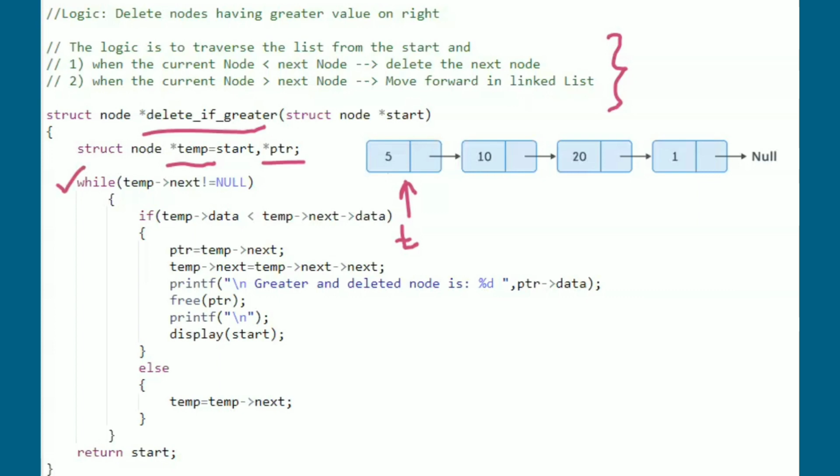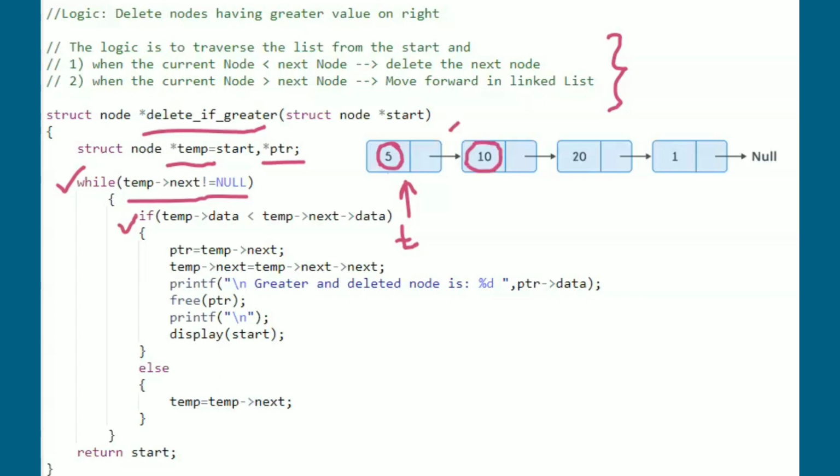Now I have given one while loop for traversing a linked list. And as per our discussion, we will traverse up to the second last node. So that's why I have given temp next not equal to null. I am performing the task which is present in while loop. So first, I'm comparing temp data with temp next data. So temp is nothing but the 5 and temp next is nothing but the 10. So these two value will be compared.